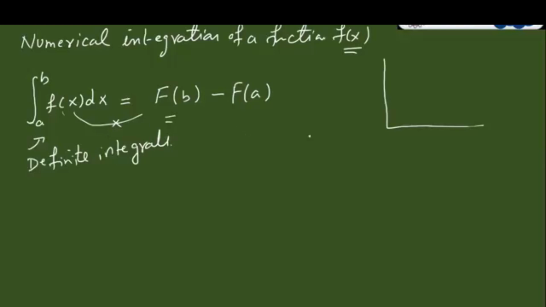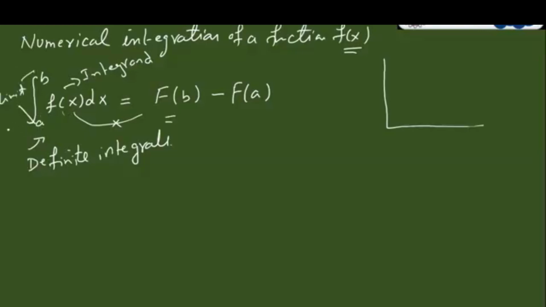So geometrically, what does this mean? If I plot this f of x, this is usually called the integrand, if you remember. I will use the word integrand a lot. Integrand means the function that you want to integrate, and this a and b, if you remember, are called the limits.